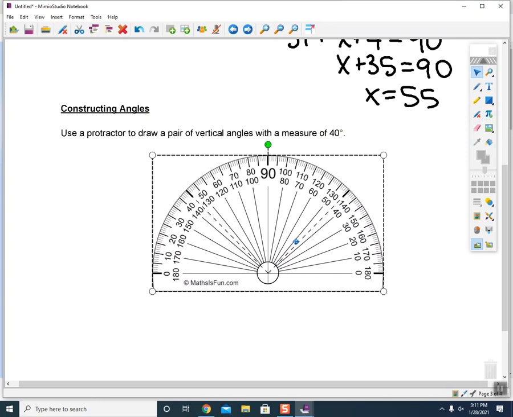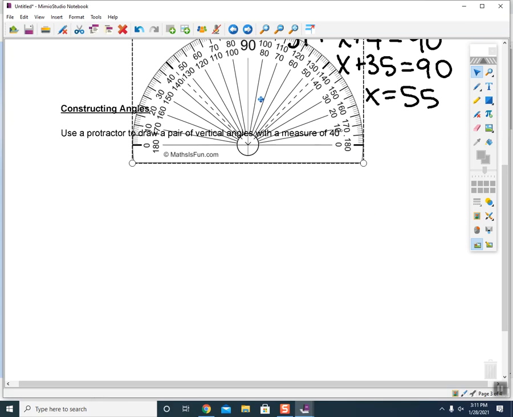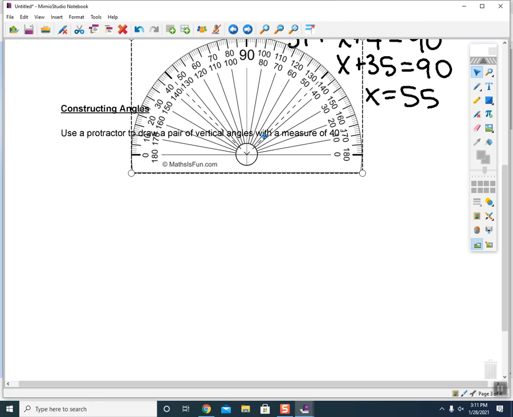So I'm going to use a protractor to draw a pair of vertical angles that measure 40 degrees. So here's what we've got to do. We need to start by drawing a straight line somewhere. So I'm just going to move this up here like this. And I'm just going to draw a straight line here quick. So let's do it right here. Drawing it as straight as I can. It's not going to be great. Straight line. Okay.